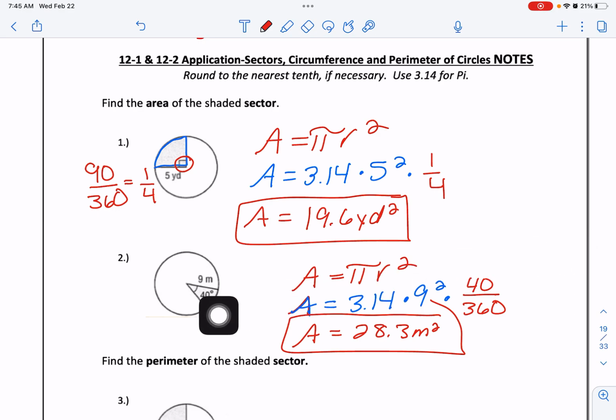Number 2, again, we started with the formula A equals pi r squared. 3.14 times the radius, which is 9 squared. In this case, they gave us the 40 degrees, so we just used the fraction 40 degrees out of 360. And that gave us 28.3 when we rounded to the nearest tenth, meters squared.